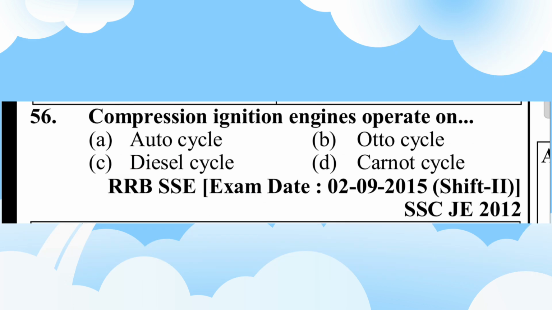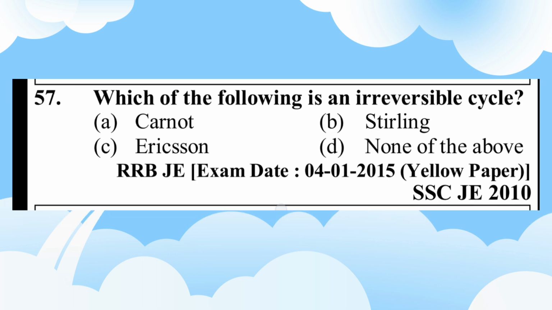Friends, question number 56. Compression ignition engines operate on: A. Otto cycle, B. Otto cycle, C. Diesel cycle, D. Carnot cycle. Compression ignition, the CI engine, operates on the Otto cycle. Oh, sorry. Compression ignition operates on the diesel cycle. Spark ignition is the Otto cycle.